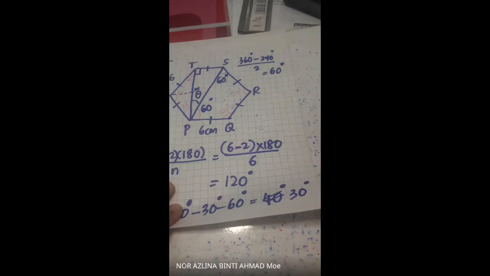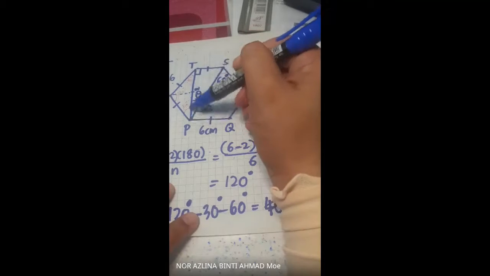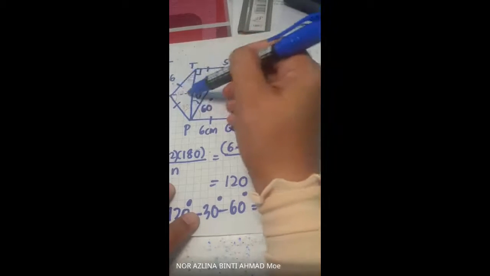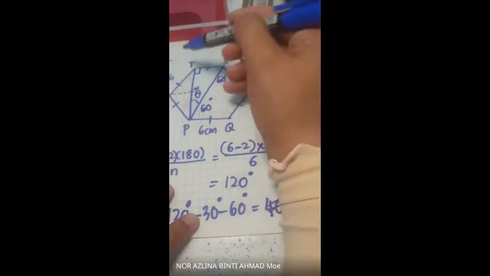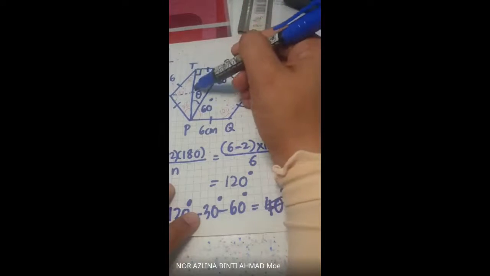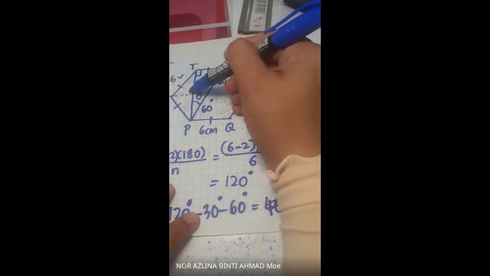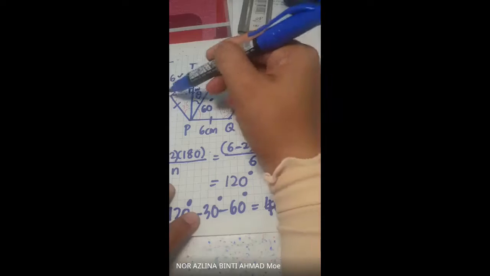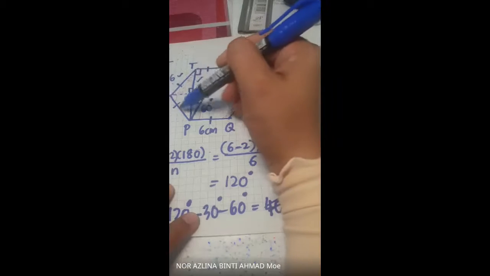Angle PTS. So using 1 over 2 multiply base multiply height. To get this height, you can use Pythagoras theorem, because just now for C, you got TW. After you get TW, you get TU. So you can use Pythagoras theorem to get UW. So this is the height of triangle PTU.